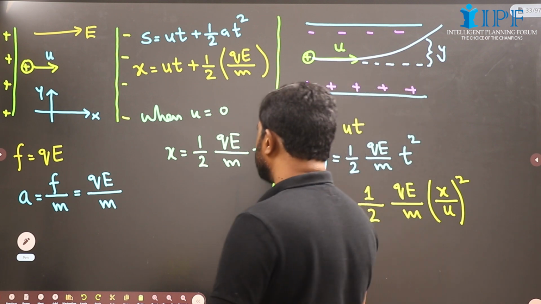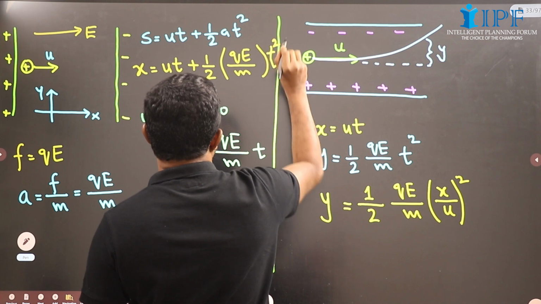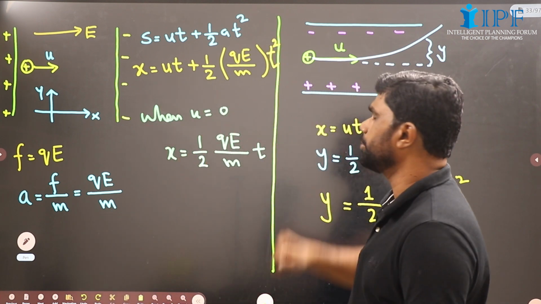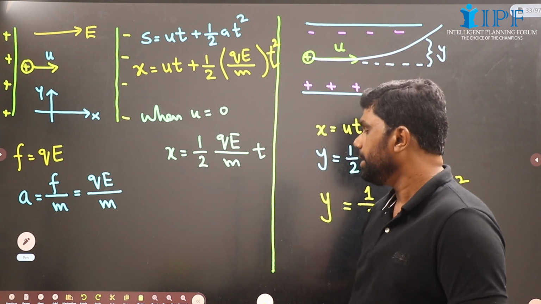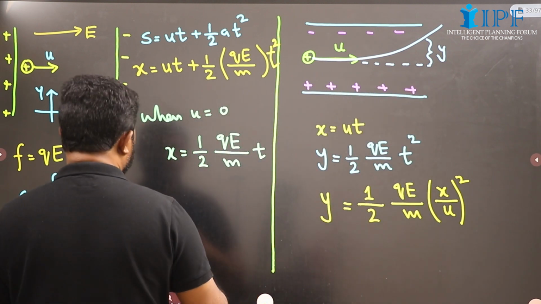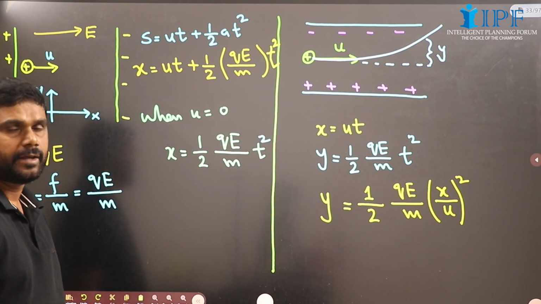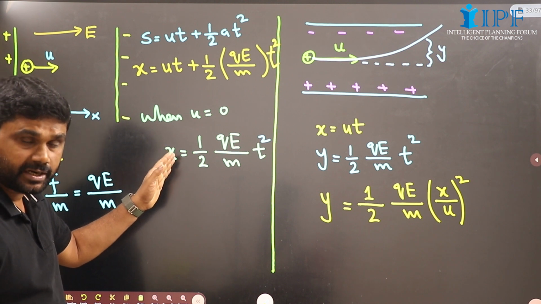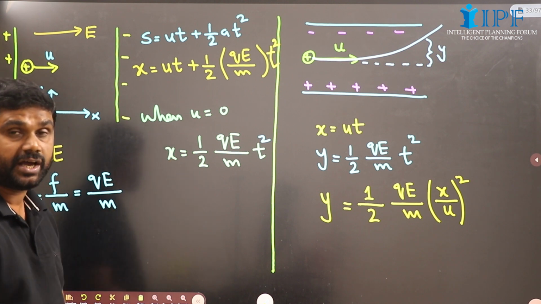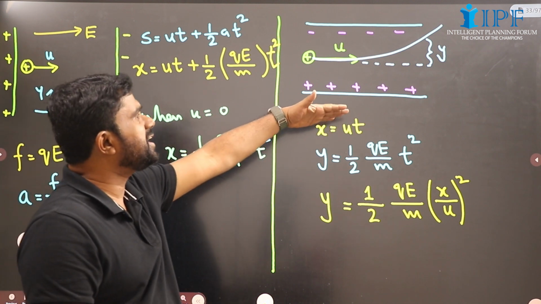What is acceleration? Acceleration will be QE by m, into t square. If the initial velocity is 0, then x will be half QE by m into t square. Now this is the displacement of the particle along the direction of the intensity of electric field in time t. Now see, this is a different case.